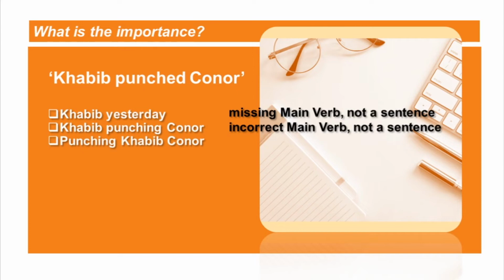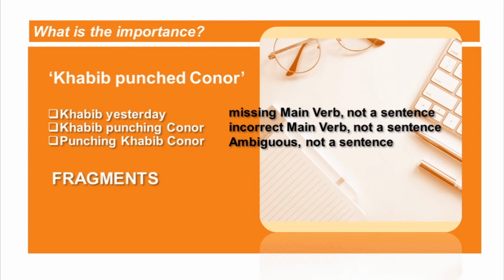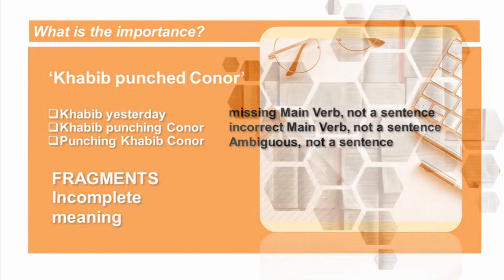And "punching Khabib Conor": you want to play around with the order of subject, main verb, and object, and the result is that it's ambiguous. Who is punching who? Is it Khabib punching Conor? Is it Conor punching Khabib? Or is punching the subject? This is not a sentence. We call these fragments. Now, this has an incomplete meaning. What we mean by that is that if you suddenly say to a person, "punching Khabib Conor," that person will not understand exactly what you are trying to say. That is what we call incomplete meaning.